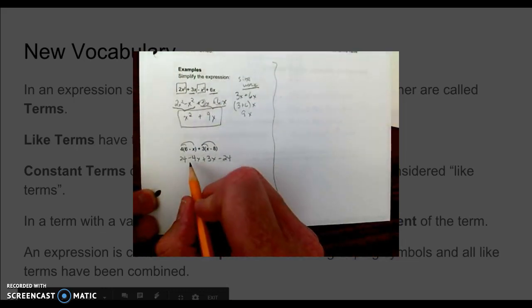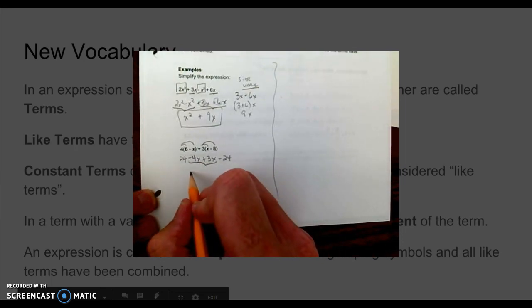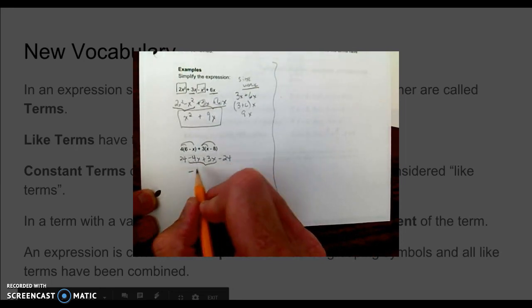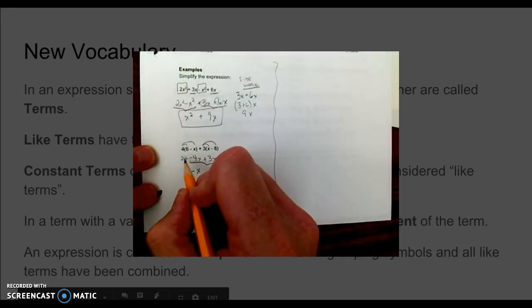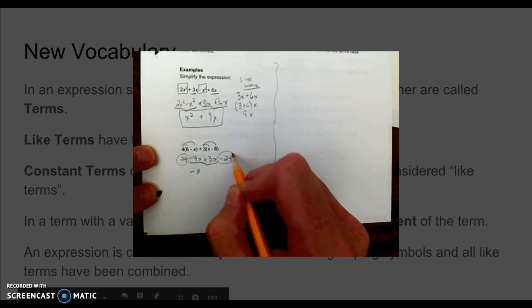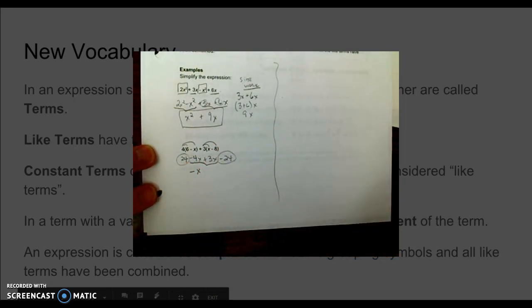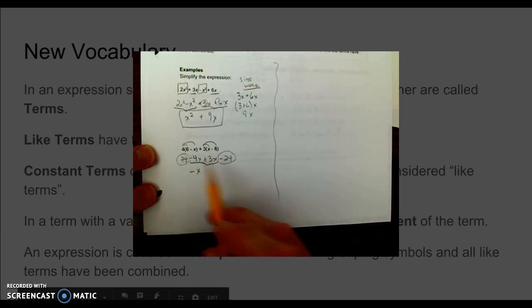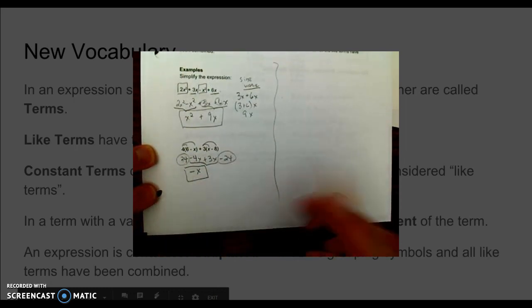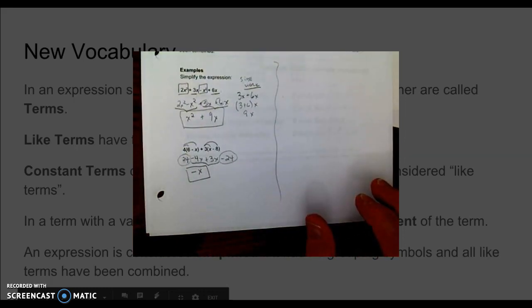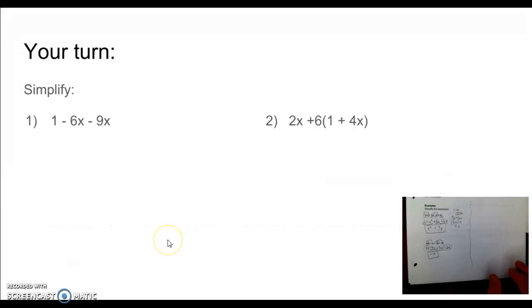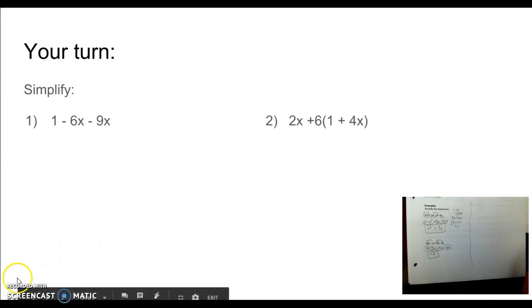Now we can combine like terms. I have a negative 4x and a positive 3x. When I combine the negative 4 and the positive 3, I get negative 1x. And remember, when the coefficient is 1, we don't write it. I've got a positive 24 and a negative 24. Right? Well, those are opposites. They're going to sum to 0. So when I simplify this expression, I get negative x. Go ahead and try the two that you see on the screen, and then you can come back and check your work with me.